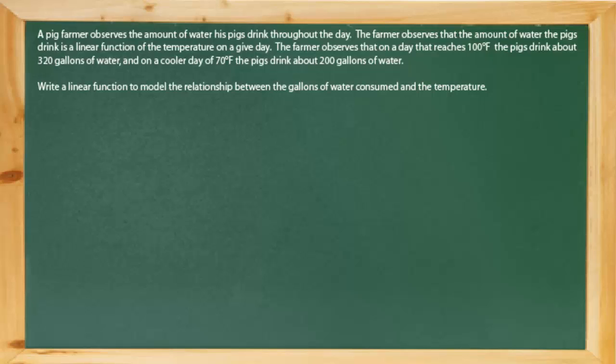So the farmer observes that on a day that reaches 100 degrees Fahrenheit, the pigs drink about 320 gallons of water. On a cooler day, 70 degrees Fahrenheit, the pigs drink about 200 gallons of water. So write a linear function to model the relationship between the gallons of the water consumed and the temperature.